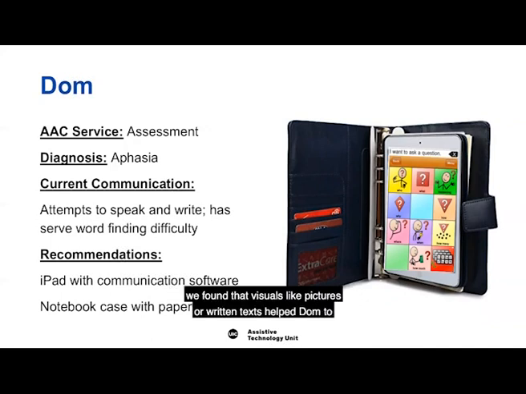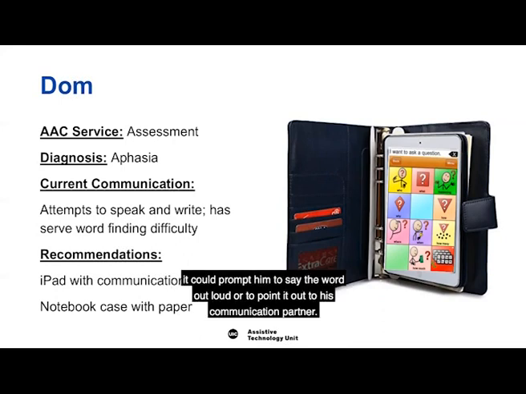Through our AAC assessment, we found that visuals, like pictures or written text, helped Dom to identify the word he was looking for. In other words, if Dom saw a picture of the item he was trying to say or saw the written word, it could prompt him to say the word out loud or to point it out to his communication partner.